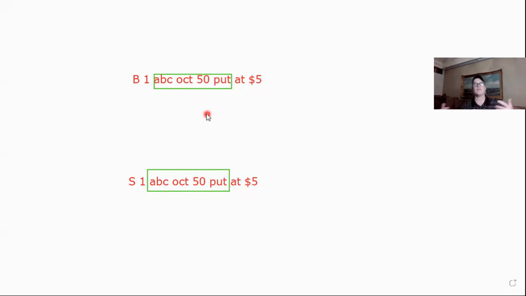So I bought a 50 put. I have the right to sell stock at 50. If the stock goes down, then what can I do? Say the stock goes down to, let's put a picture in here. Say the stock goes down to 40.